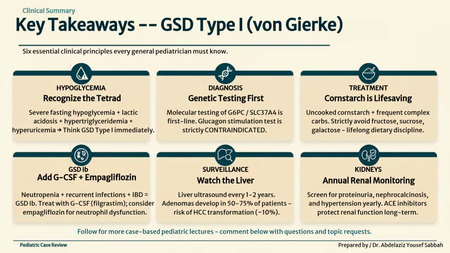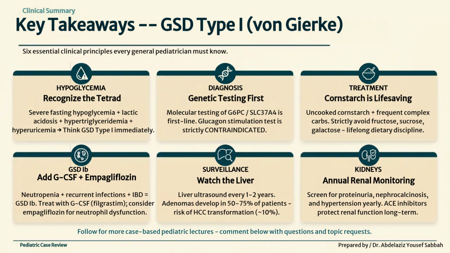Let us bring this together with 6 essential clinical principles every general pediatrician must know about glycogen storage disease type 1. First, recognize the tetrad. Severe fasting hypoglycemia with lactic acidosis, hypertriglyceridemia, and hyperuricemia should make you think of this disease immediately. Second, genetic testing comes first. Molecular testing of G6PC and SLC37A4 is the first-line diagnostic test, and the glucagon stimulation test is strictly contraindicated. Third, cornstarch is life-saving. Uncooked cornstarch and frequent complex carbohydrates with strict lifelong avoidance of fructose, sucrose, and galactose.